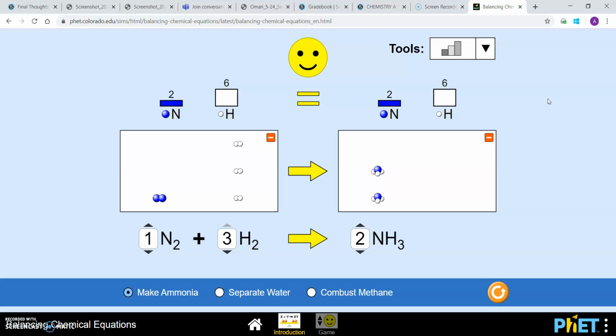Question number 4. In order for the chemical equation to be properly balanced, the number of atoms of each element needs to be the same before and after. Not balanced because 2 doesn't equal 1 and 6 doesn't equal 3. Yes, balanced because it's 2 and 2, 6 and 6.